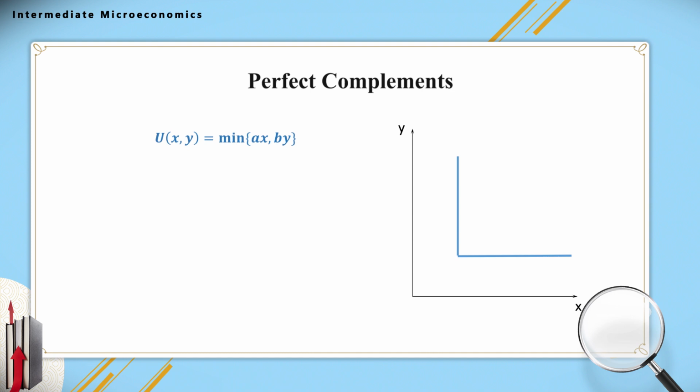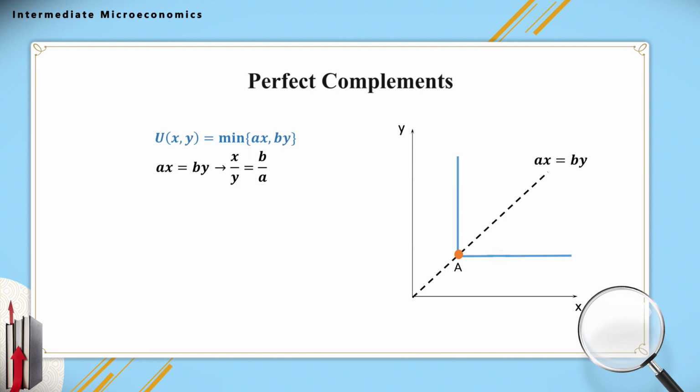However, according to the utility function and the indifference curve, we can easily find that the optimal choice must be the inflection point of the indifference curve. For example, on an indifference curve, these two bundles bring the same utility level, but obviously bundle B costs more. So the optimal consumption bundle must be an inflection point and satisfy ax equals by. Consumers always consume x and y with a fixed ratio of b to a.